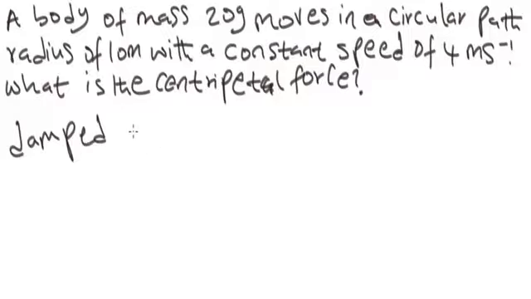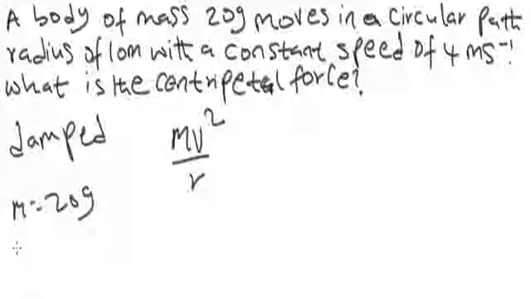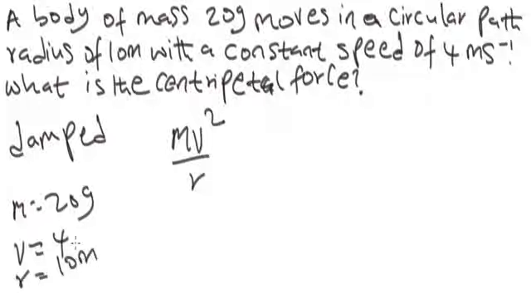Right, so let's go ahead and solve this problem. This is centripetal force. The formula will be mv squared over r. Our mass is 20 grams, our velocity is 4, our radius is 10 meters. Very important, you convert this gram to kilogram. To do that, you divide the 20 by 1000. So that's how to convert from gram to kilogram.